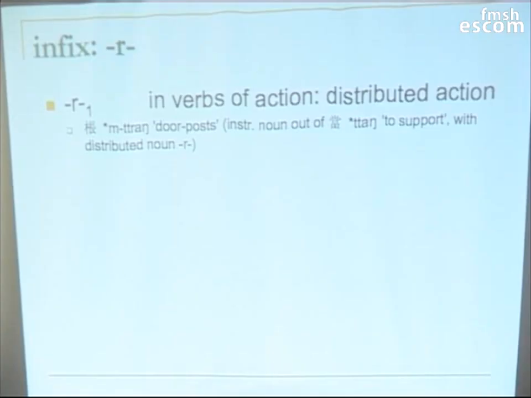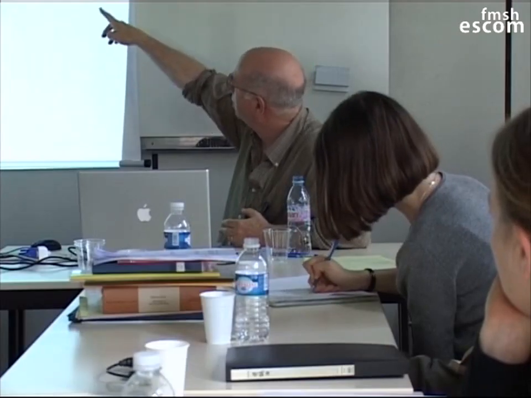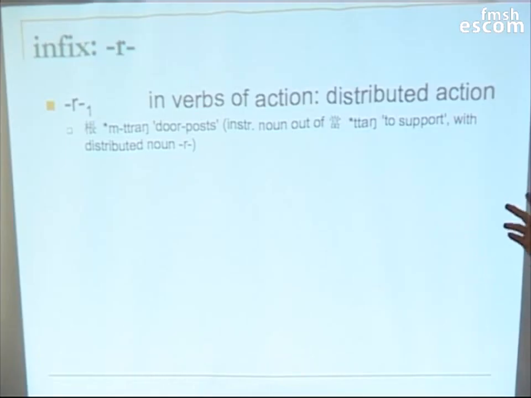One instance of this is the verb tang, to support, out of which you can derive a noun meaning a doorpost. This is a bad example. This is a nominal example. There are two doorposts. But anyway, what I think is that the R here is put into that verb because there are two doorposts. Okay, well, and probably the M is an instrument of action.